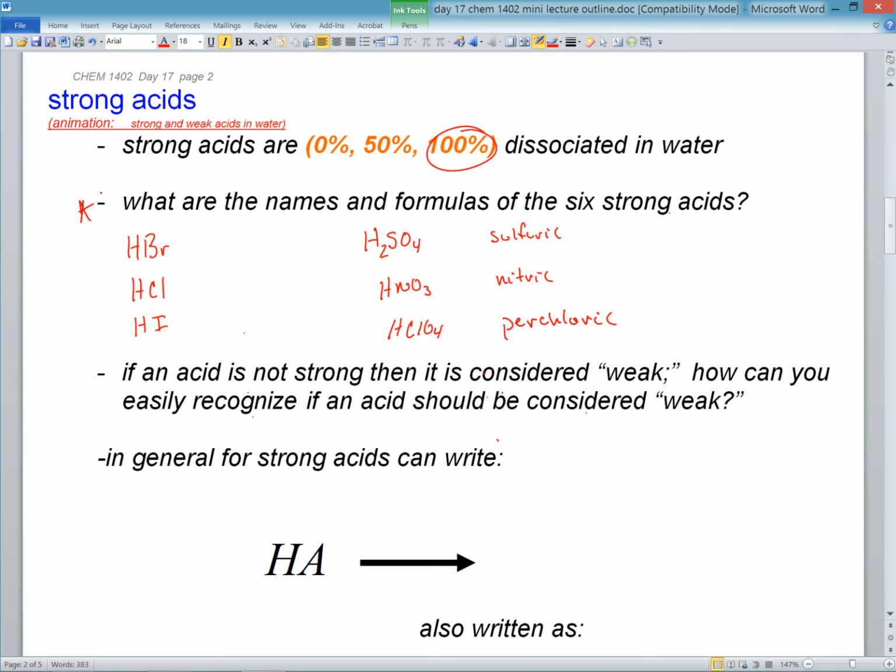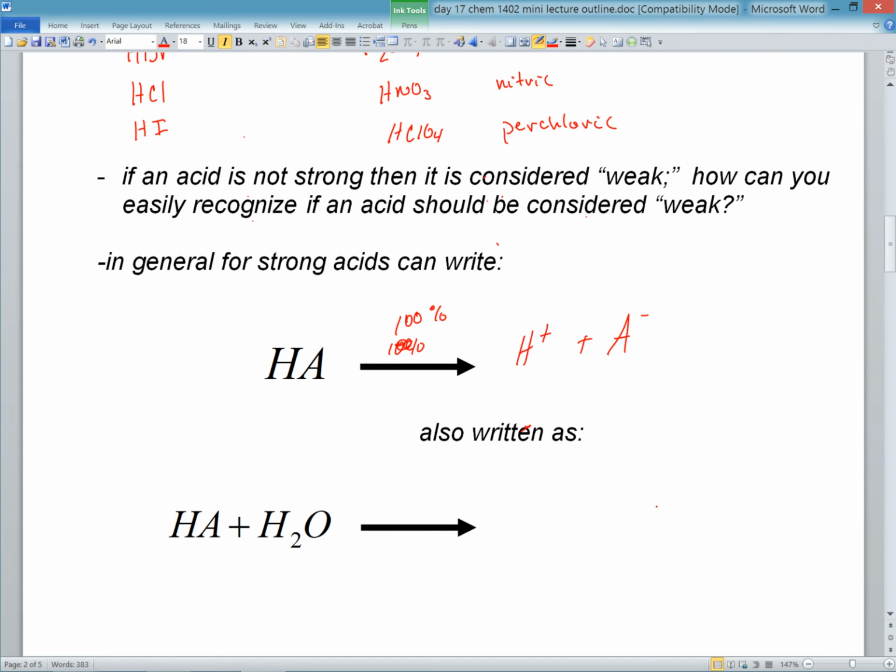So in general, for strong acids, we can write, they'll dissociate 100%, right? To H plus and A minus. And it's kind of like sig figs. We're going to talk about it once and then never talk about it again. We're going to write it the way we're supposed to write it, then never write it this way again. We're not supposed to write H plus. We're supposed to write what again? How it actually exists in nature.